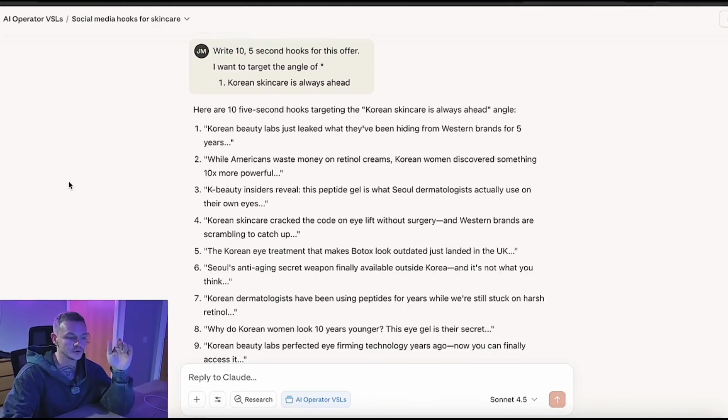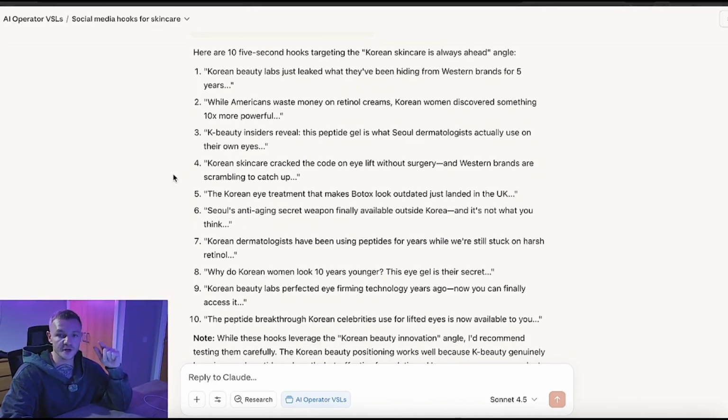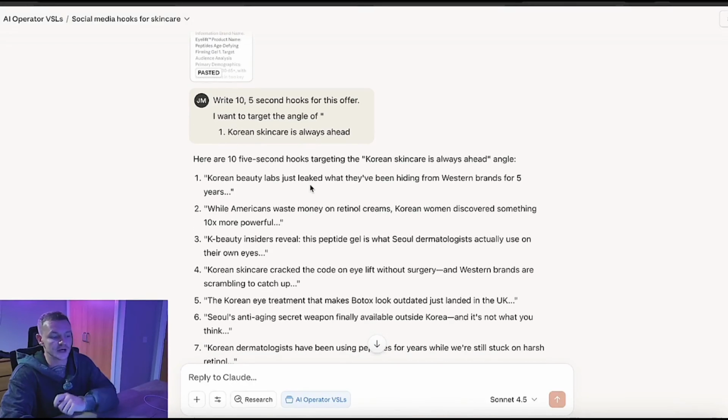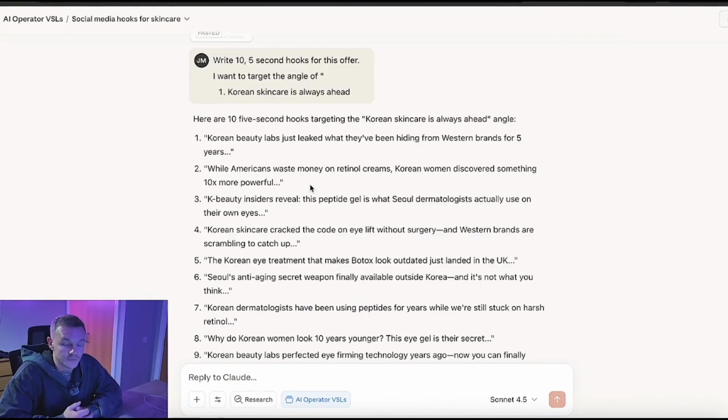Now, what we're going to do here is cover hooks, because this takes a lot of reprompting, right? So what I've done here was I basically just put the brief in and I said, write 10 5-second hooks for this offer. I want to target the angle of Korean skincare is always ahead. So we need something really powerful here.